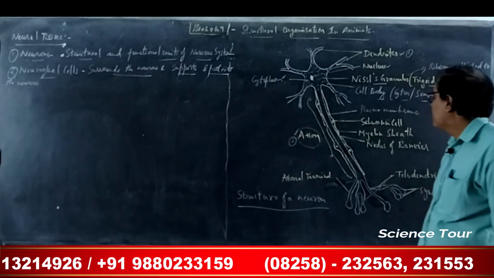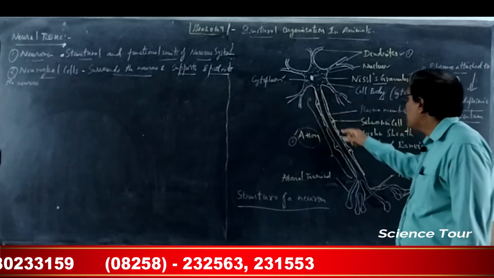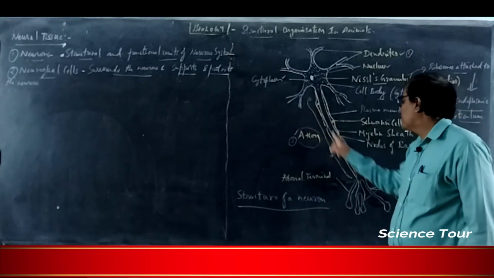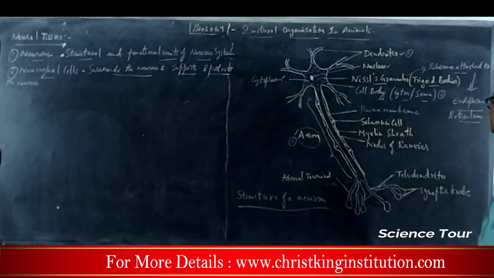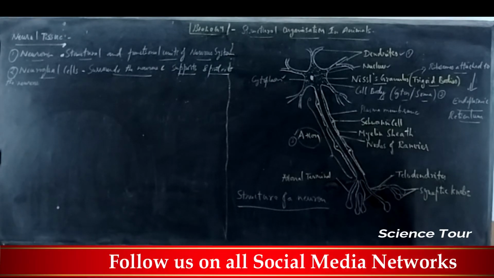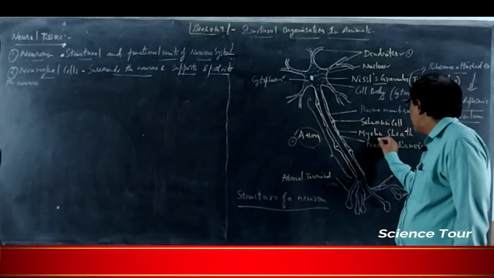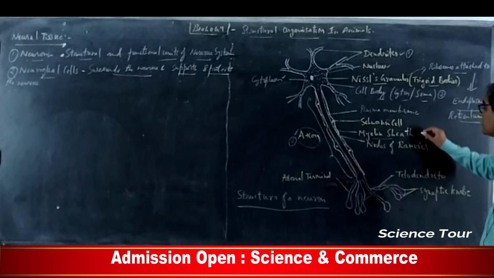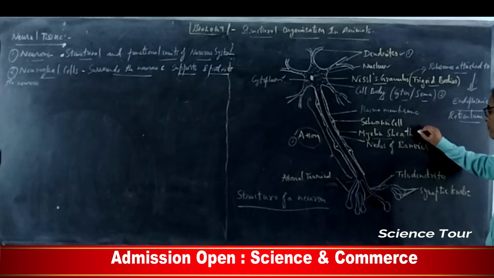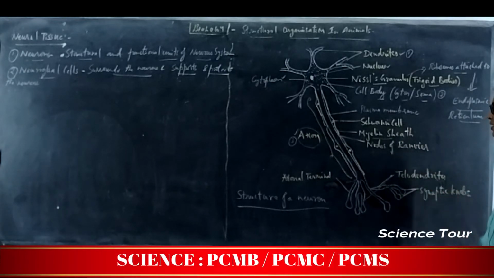Now, surrounding the plasma membrane, you can see the types of cells. Those are called as Schwann cells. What they are called as? Schwann cells. The Schwann cells were discovered by the scientist Schwann, so they are called as Schwann cells. And these Schwann cells secrete a proteinaceous sheath. That proteinaceous sheath is called as the myelin sheath. Myelin is a type of protein.